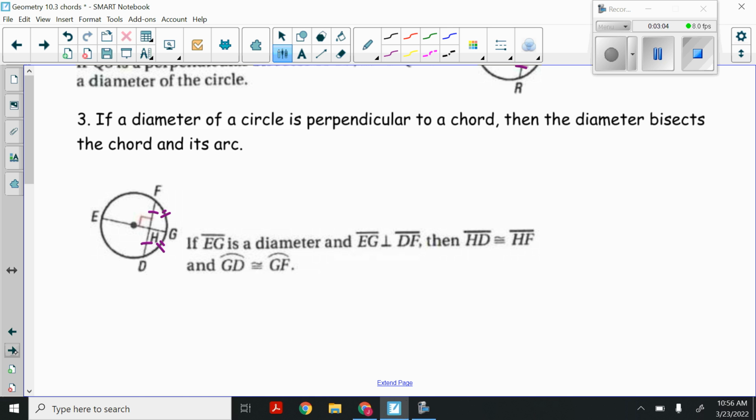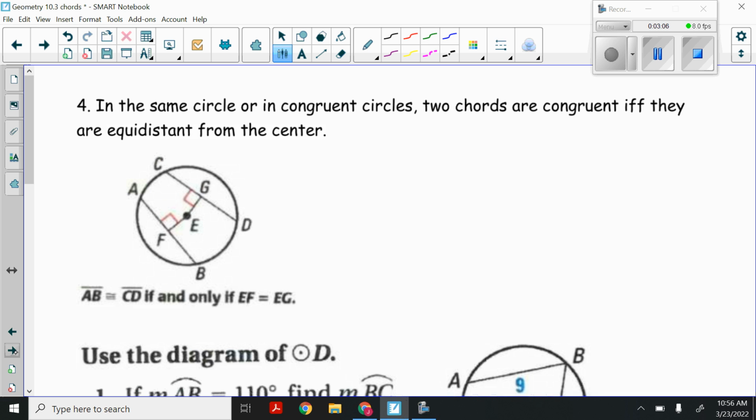All right, let's look at one more theorem on the back. So here it says in the same circle or in congruent circles, two chords are congruent if and only if they are equidistant from the center. Okay, so here it tells me that AB is congruent to CD if and only if EF is equal to EG. So if that's the same distance, then I could say that these chords are the same.